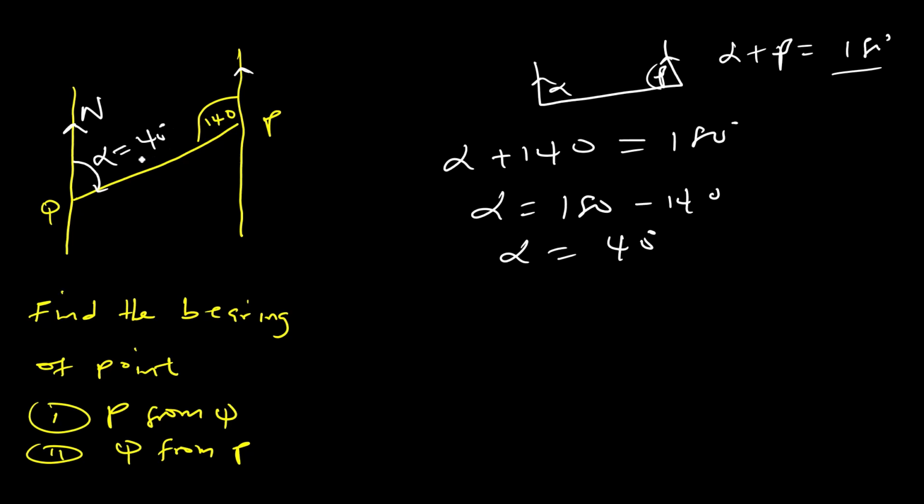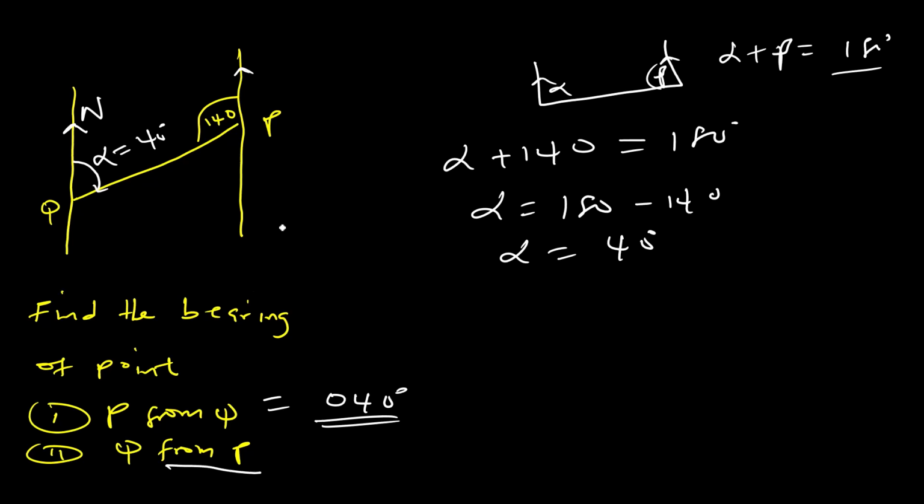It means the bearing of P from Q is 40 degrees. Remember, the angles should be three digits, so 040. That's our answer. That's that. Now Q from P.